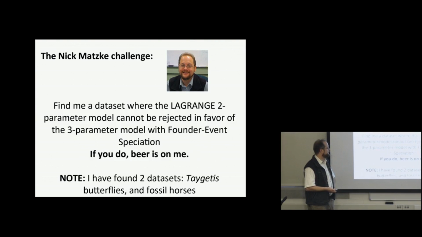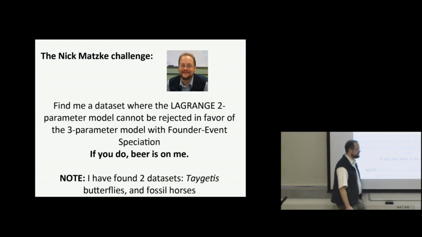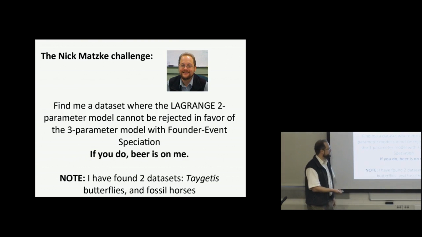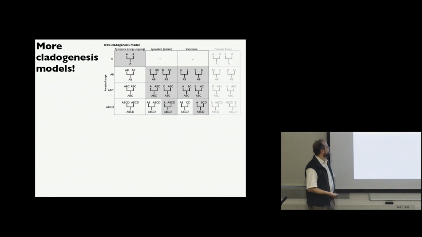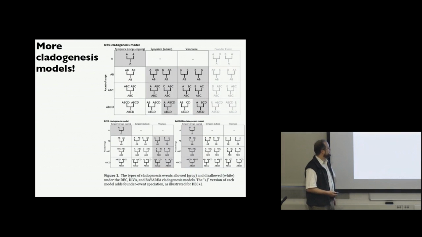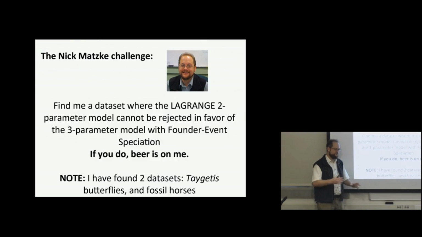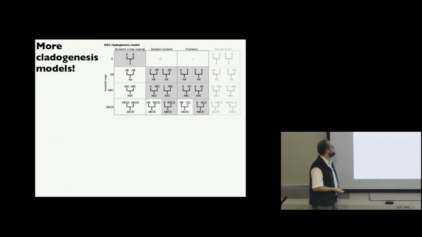Let's see. So yeah, here's my beer challenge. For a while, everything was supporting the DEC plus J model. And so I wanted there to be some empirical data set that supported the old one. And so I challenged people to buy them a beer if they found one. I actually did find a data set, which was Tagetes butterflies, that supports the DEC model. So I bought myself a beer. And I think I have a slide for that one later. But basically, if you have a data set where many of the species at the tips of the phylogeny have widespread ranges, that's the sort of situation that will support the older DEC model. But if everything lives in one area, it's much more likely to support DEC plus J.